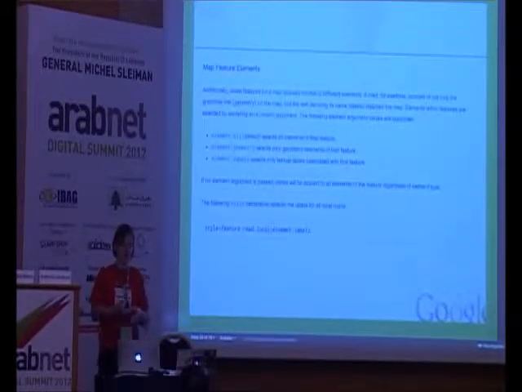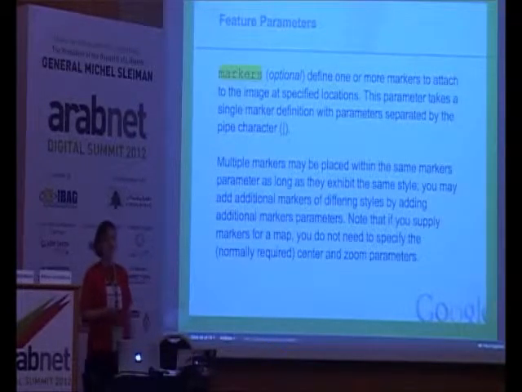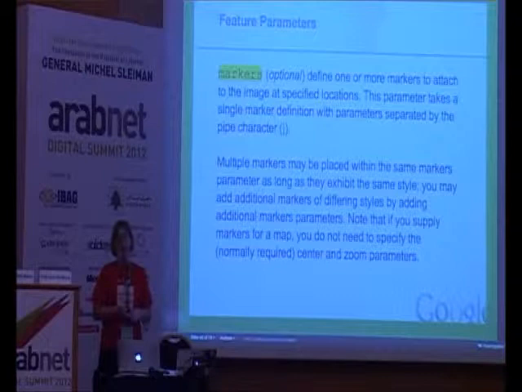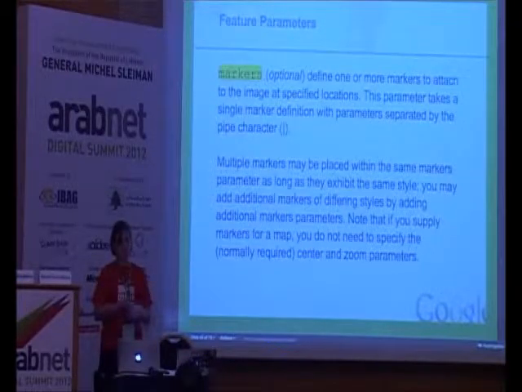And apart from map feature attributes, you also have map feature elements. So for example, you can select geometry of specific features, such as geometry of all roads or labels of all roads, and apply something to them. So feature parameters can be markers. And again, you specify the location of the marker by using lat/long coordinates or by using the address which will be geocoded for you. And you can use multiple markers and apply different styling to them.